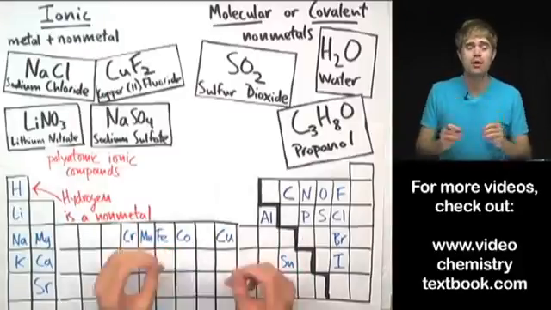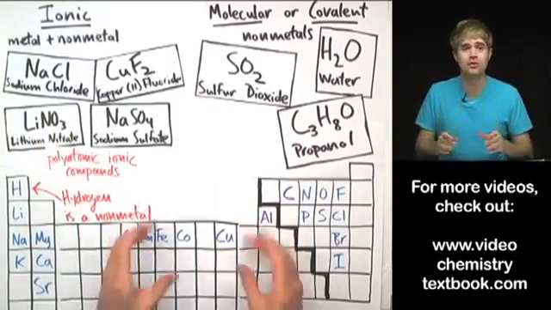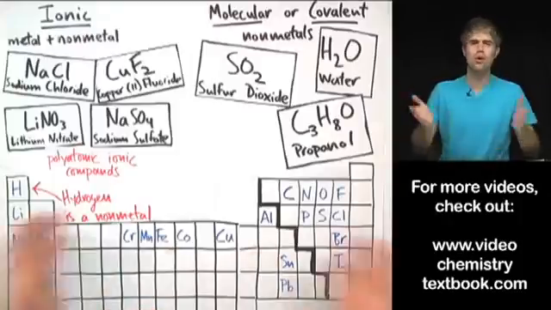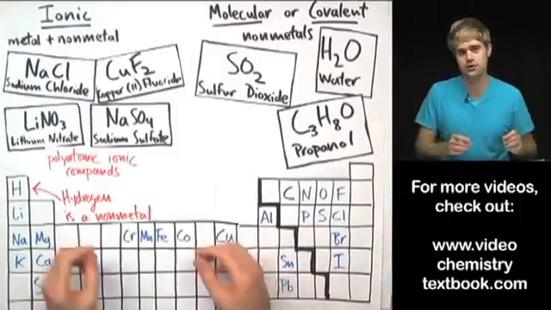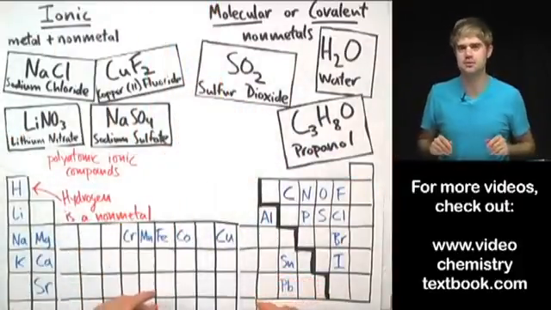So, now we can look at a chemical formula and we can sort them and we can decide whether something is ionic or whether it's molecular or covalent. So what? Who cares? Well, there are some very important differences between ionic compounds and molecular compounds. Let's take a look at some of those right now.